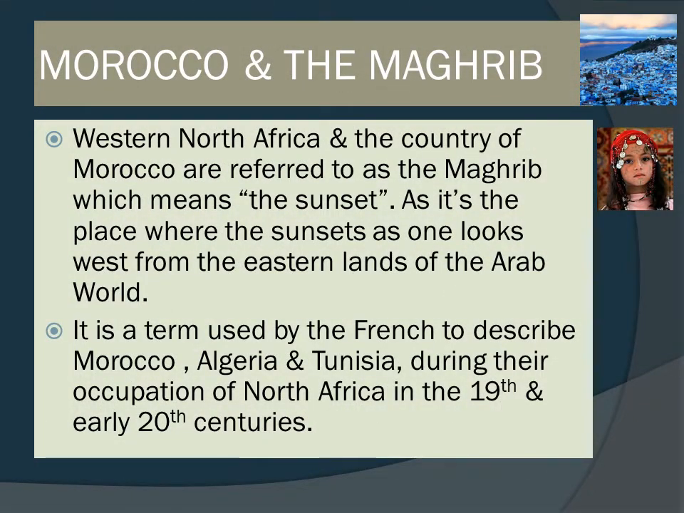Morocco and the Maghrib. Western North Africa and the country of Morocco are referred to as the Maghrib, which means the sunset, as it's the place where the sun sets as one looks west from the eastern lands of the Arab world. It is a term used by the French to describe Morocco, Algeria, and Tunisia during their occupation of North Africa in the 19th and early 20th centuries. Occupation is the dominance of the French in these countries. They colonized these countries and together they called it Maghrib.